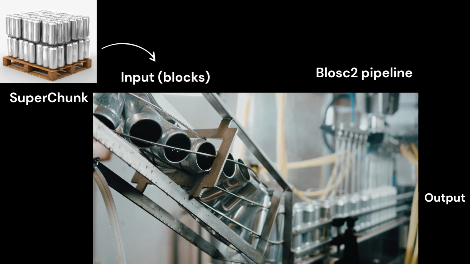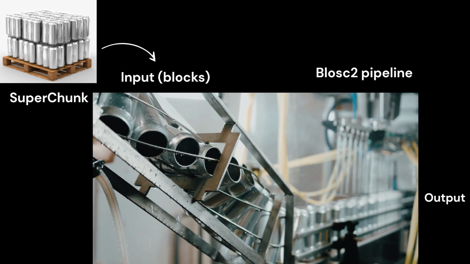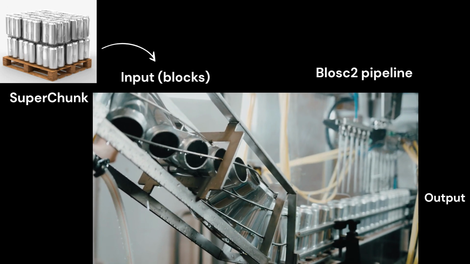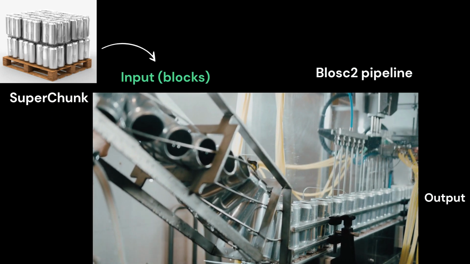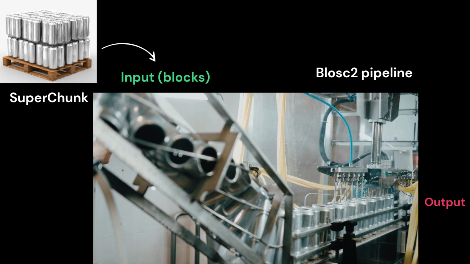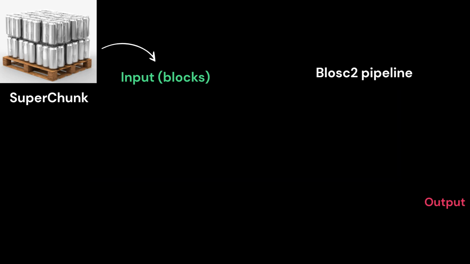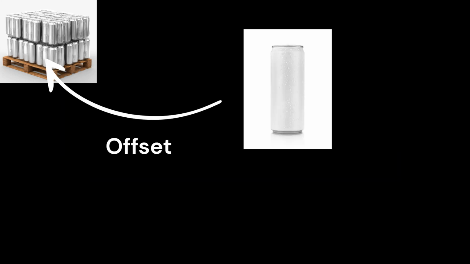All these functions are applied to a superchunk and are executed for each data block. The prefilters and postfilters receive three parameters: input, output, and offset. Input is a numpy array containing the original data. Output is an empty numpy array that must be filled. And offset indicates where the corresponding block begins inside the superchunk container.